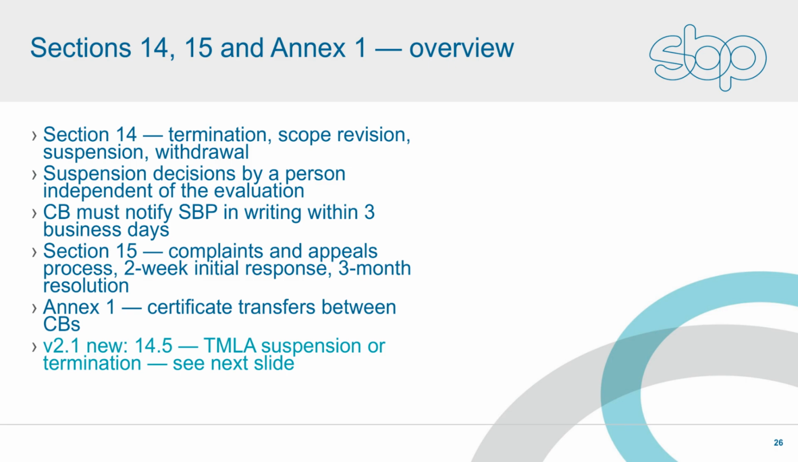Annex 1 covers the process for transferring certificates between certification bodies. We won't go into the detail here. The Annex is self-contained, and the DTS handles most of the administrative follow-on. Version 2.1 adds one new indicator to Section 14.5, which deserves its own slide, and that's what comes next.